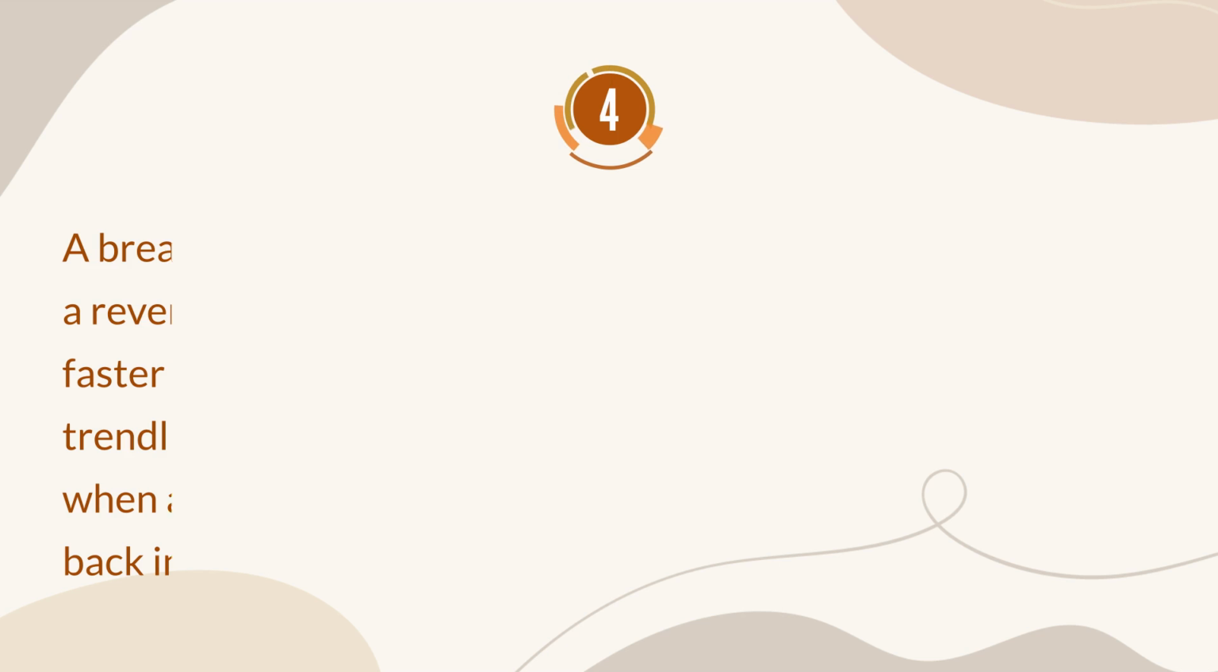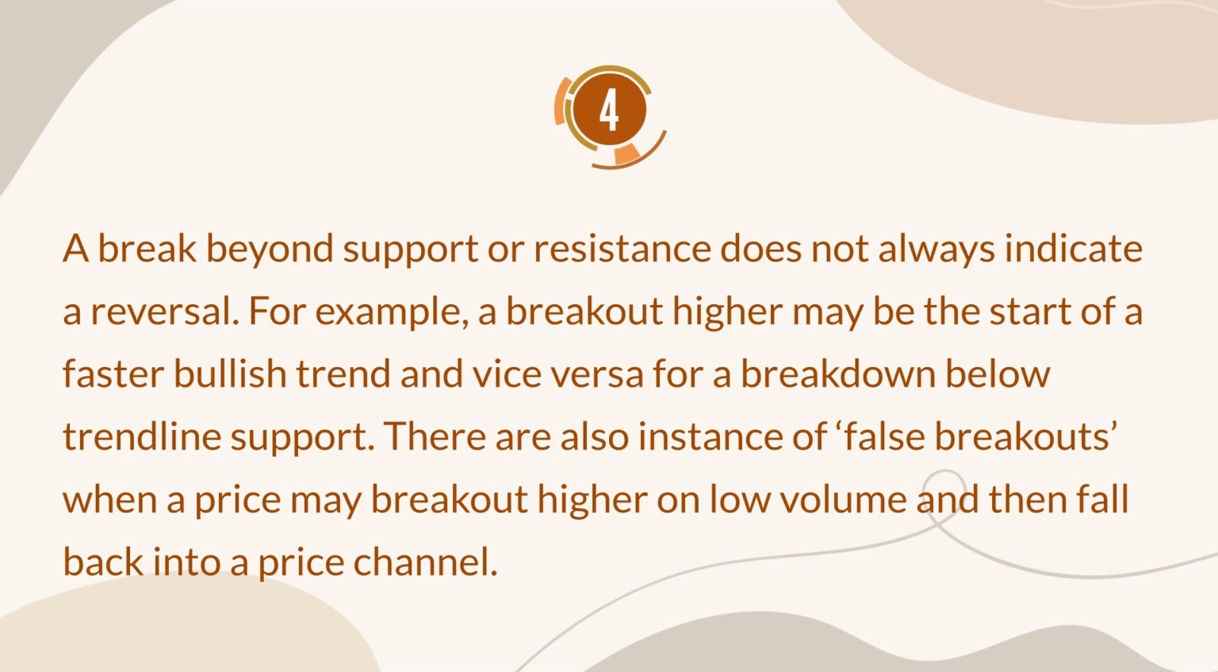Number 4. A break beyond support or resistance does not always indicate a reversal. For example, a breakout higher may be the start of a faster bullish trend and vice versa for a breakdown below trendline support. There are also instances of false breakouts, when a price may break out higher on low volume and then fall back into a price channel.